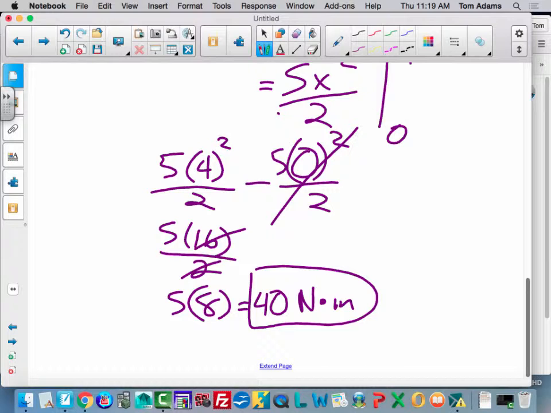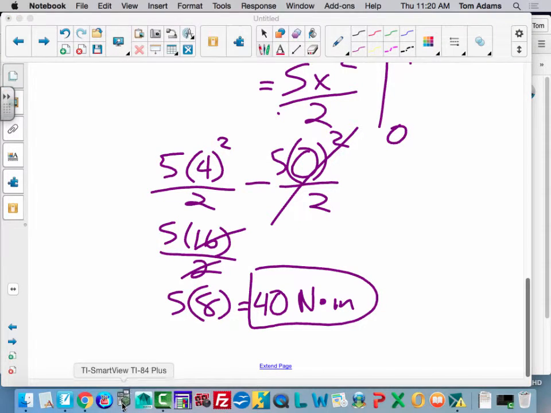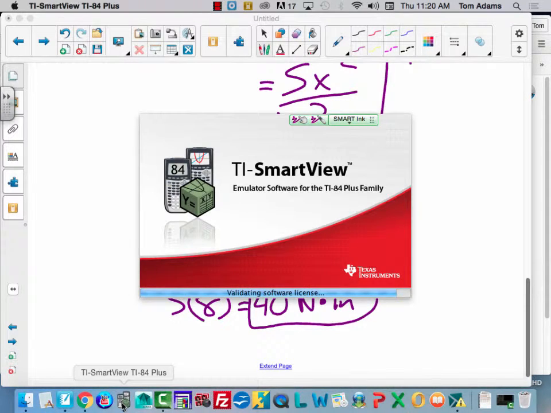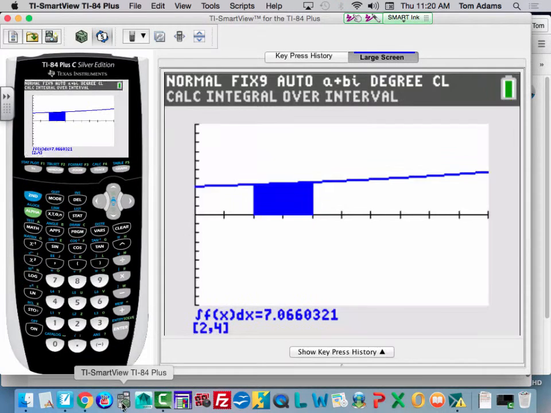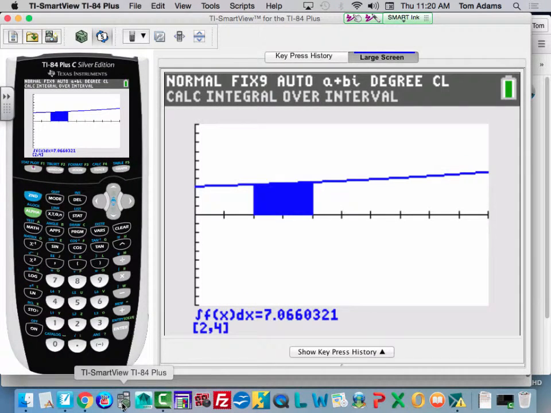Does that make sense? How could I verify that, you guys? You can plug it in and have the calculator tell you. Exactly. What do we plug in though? The function 5x from 2 to 4? Yeah, you're absolutely right. 5x. Yep, that's it. That's what I was looking for.